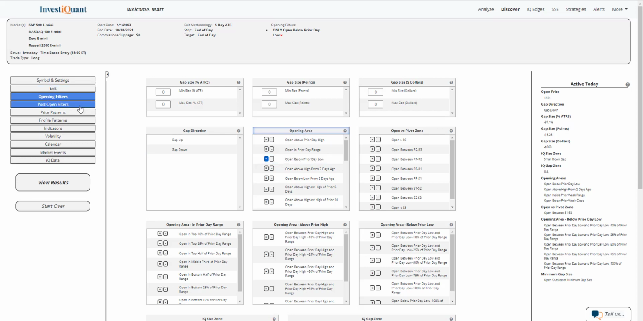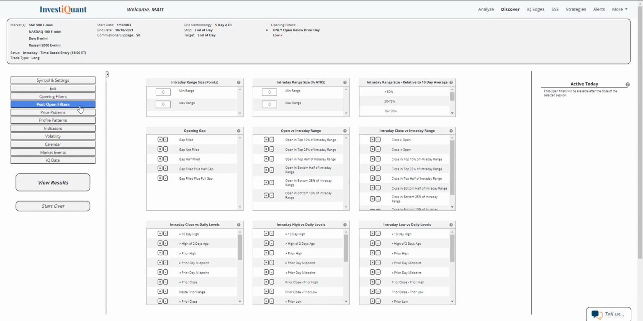Next, I'm going to go into the post-open filters, and I'm going to say that at 3 o'clock, you're trading above the prior day high. So to do that, the intraday close versus daily levels. The intraday close is referencing where the price is at the time of entry. I've got the time of entry set to 3 o'clock. So whatever I click on here is going to be saying that's where the price is at 3 o'clock. And I'm going to say it is specifically greater than the prior day high. So I'm going to hit equals here for above prior high.